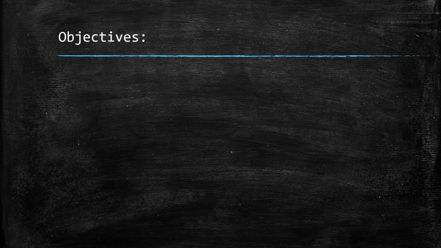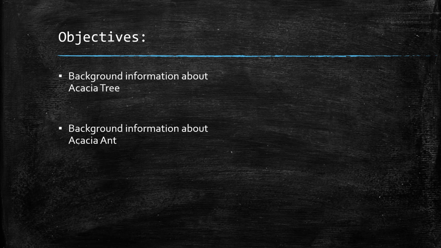Objectives. My first objective is giving some background information about the acacia tree. My second objective is some background information about the acacia ant. My third objective is the symbiotic relationship. What type of relationship is there between the acacia ant and the acacia tree?